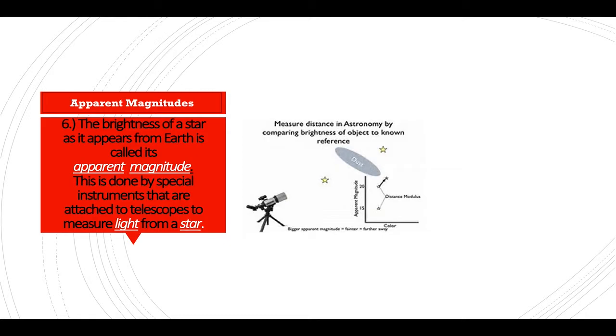We use special instruments that are attached to telescopes, and they can measure the light from the star and how it appears from Earth. And there's always dust in space, a lot of it, which tends to filter it. So with special filters, we can see through that dust. We're saying, well, it appears to look this color or this brightness. And so they actually will do work where they look at magnitudes and they start measuring that. And we can actually measure distance in astronomy by comparing the brightness of objects to known reference points. And we'll talk about that in a minute.